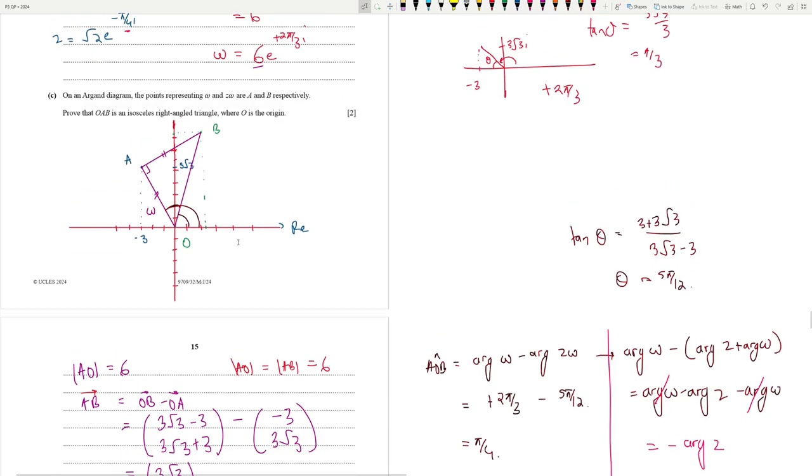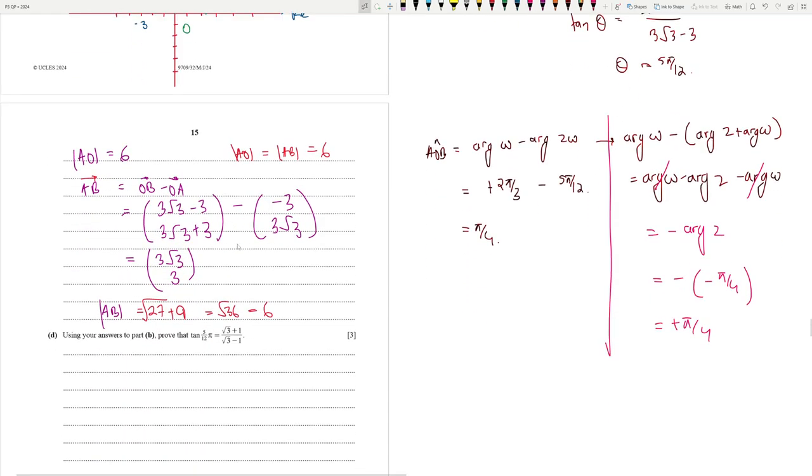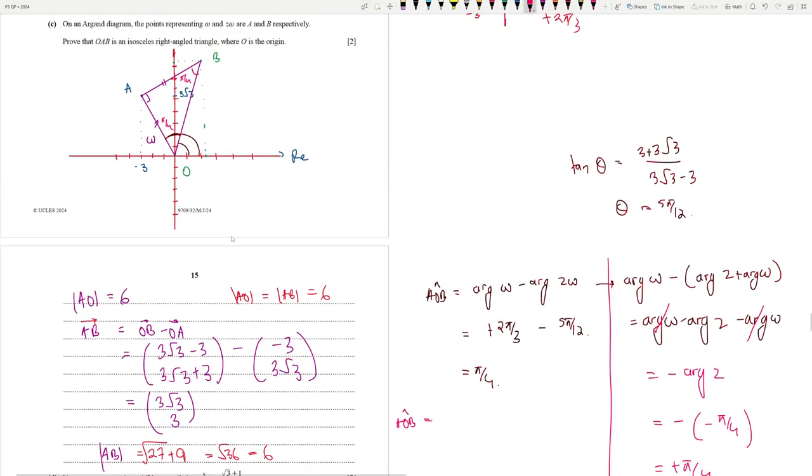So since this is pi by 4, this also has to be pi by 4. So angle OAB must be 90 degree. So we can write that AOB is equal to ABO is equal to pi by 4. Therefore, OAB is equal to pi by 2 or 90 degree. Okay, so that's our proof.